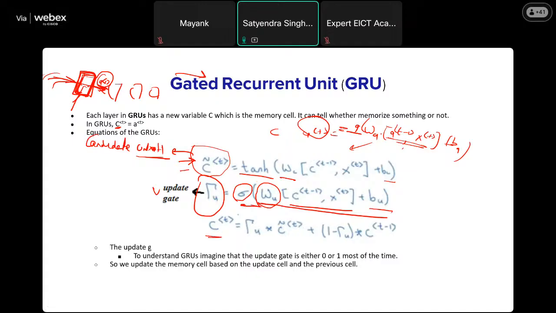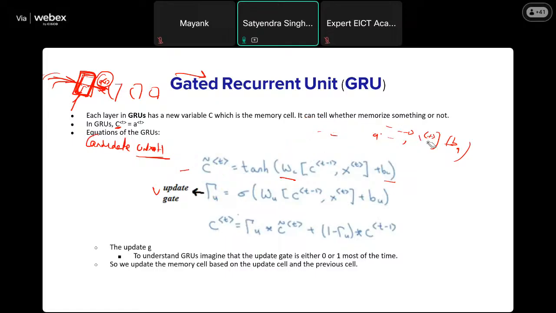And the ct is calculated by multiplying the update gate with the candidate value, that is the new information, plus 1 minus tau u with the previous information. Though the equation looks non-trivial and complex, if you see here, it is quite easy to see.